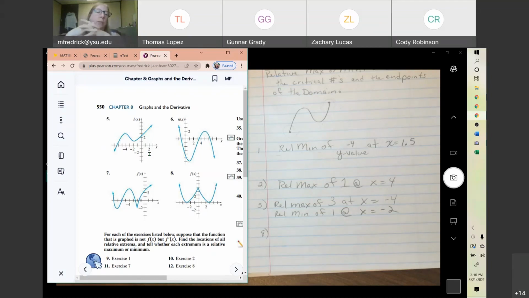How many critical numbers are there in the graph for number 8? Anyone? 3, yes. Because if you look, it's decreasing and then it's increasing. So this is one of them. Then it increases and decreases, so it's here. Then it decreases and increases, so it's here. So there's 3 critical numbers.